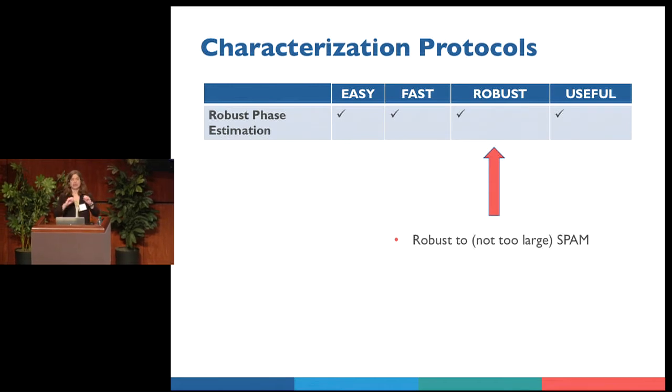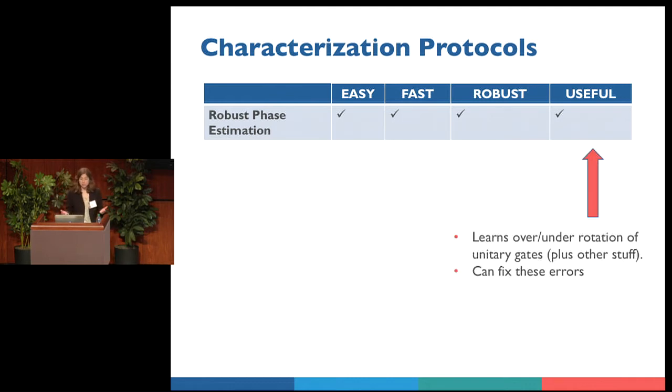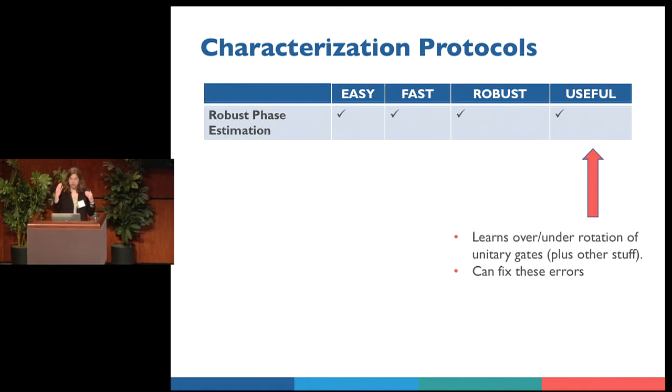So I said, you know, ideally we would want something that can give you an accurate picture, even if there's a lot of uncertainty in all other parts of the system, and this procedure has that. And finally, it's useful in that it directly learns the parameters that experimentalists tend to have control over. So experimentalists tend to have control over, say, under and over rotations of the gates and some other parameters, and these tend to be the parameters that this protocol can detect. So the types of errors that experimentalists can actually fix, robust phase estimation can actually detect and give experimentalists information on how to fix those errors.